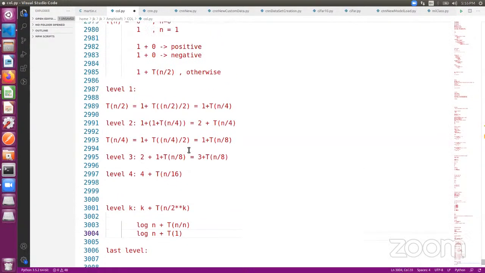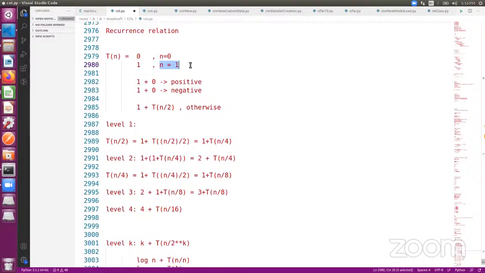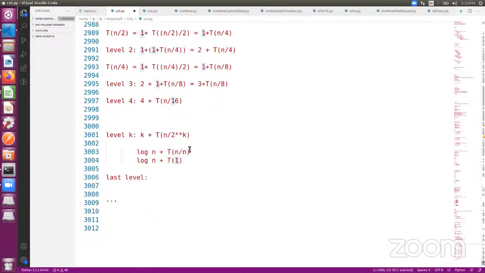So what is T of 1? We already know if n is 1, time taken is only 1. So in place of T of 1, just substitute 1. So this is the complexity of binary search algorithm. Since log n is of higher order than 1, we can just consider this order of log n.